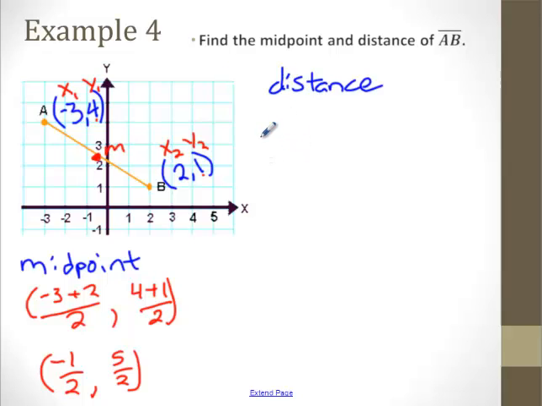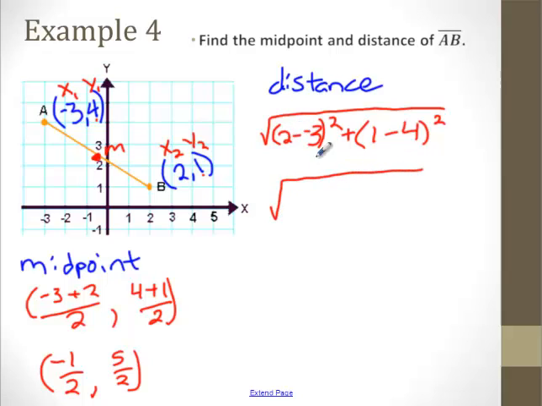Alright, so for distance formula, make our nice long square root. And then we're going to do x2 minus x1. So 2 minus negative 3 squared plus y2 minus y1. And then we're going to follow our order of operations. We're going to go piece by piece, and I think the more you break this apart into little steps, the better it's going to be, and the less likely you are to make a mistake. Okay, so 2 minus negative 3, well, that's 5, so 5 squared, plus 1 minus 4 is negative 3 squared.